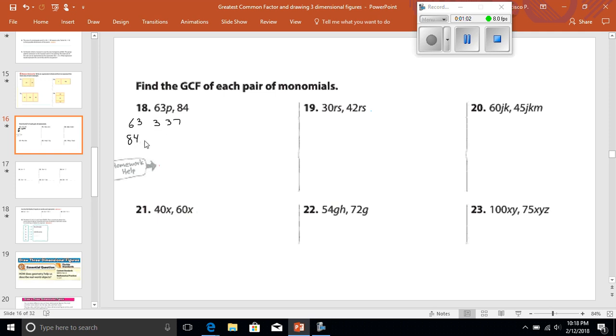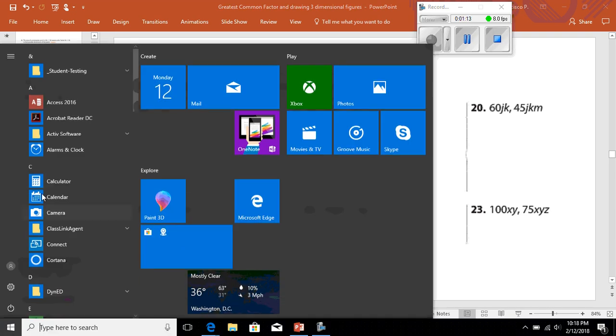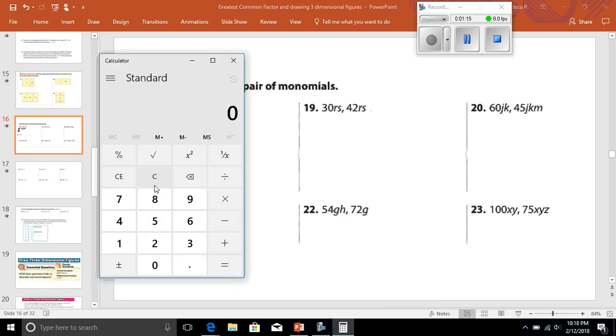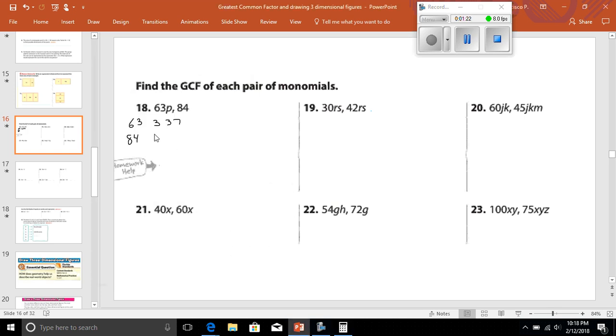All right, so let's try 84 now. 84, can I divide it by 3? That is a question here. If I divide 84 by 3, I'll just use my calculator real quick. 84 divided by 3 is going to give me 28. So I can divide it by 3. And 28, if I divide that, I think is 4 times 7.